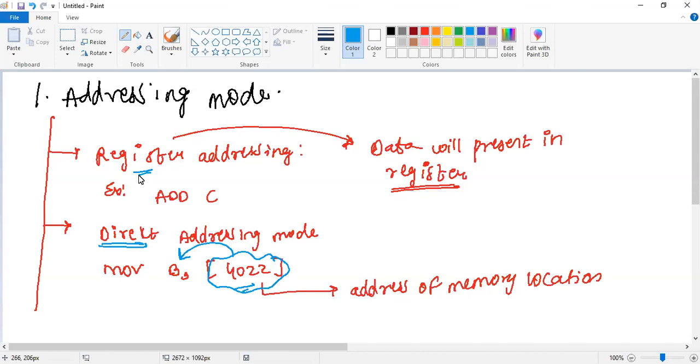Register means our data is stored in the register. C is the register. Therefore, it is called register addressing mode.